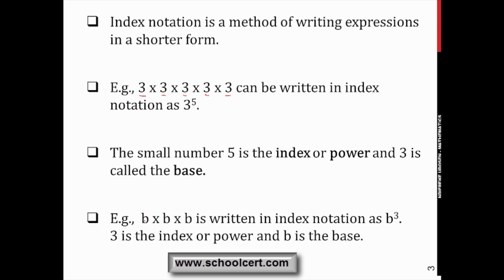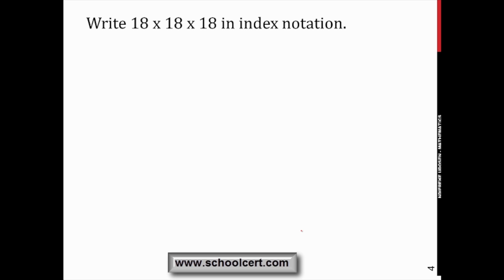Another example, if you have b times b times b, is written in index notation as b raised to power 3. 3 is the index or power, and b is the base. Now, question here says, write 18 times 18 times 18 in index notation. You simply write it as 18 raised to power 3. This 18 is the base, and 3 is called the index or power.